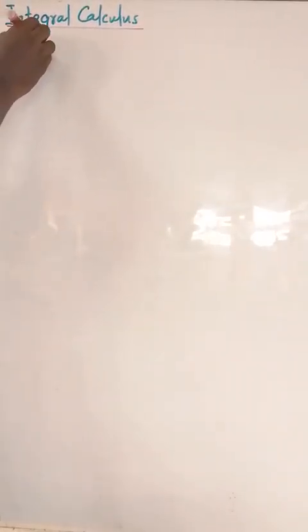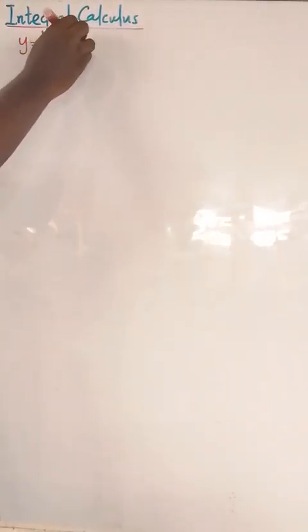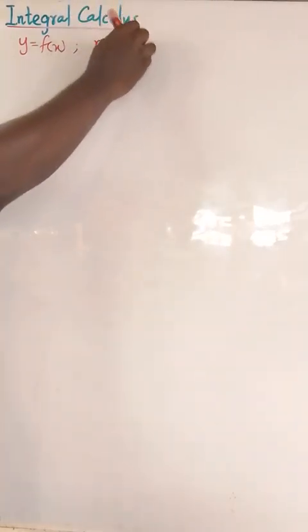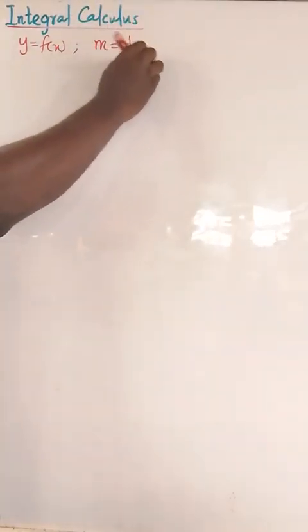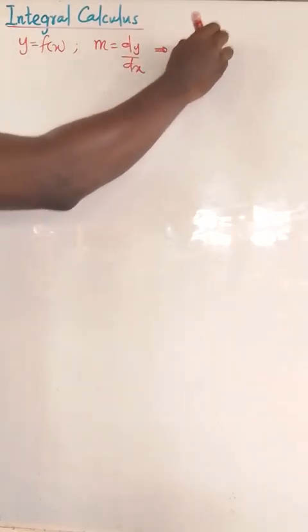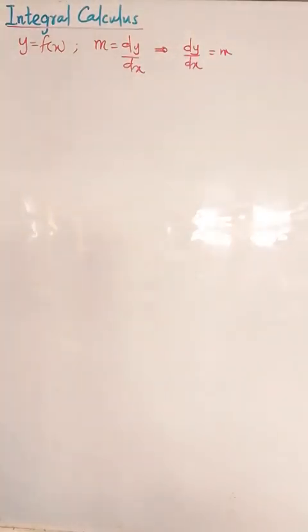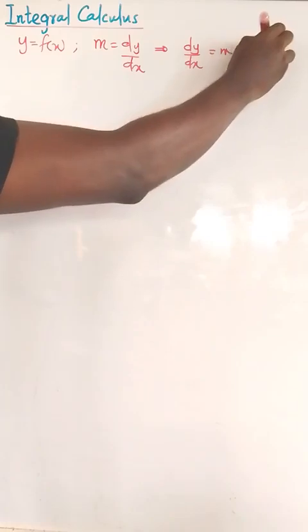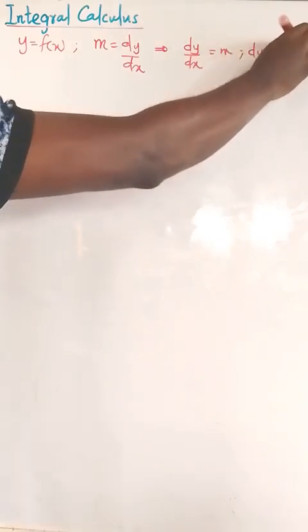Integral calculus, or what we call integration. From our previous classes, let's suppose we have a function y, which is a function of x. We've established that the gradient m is dy/dx. So if dy/dx is the gradient m, from here we can also say that dy equals m dx.